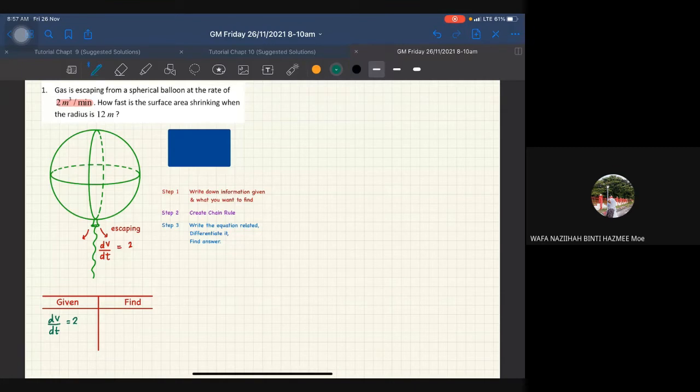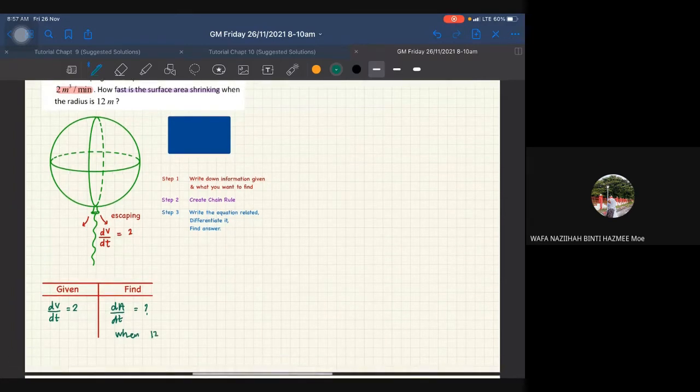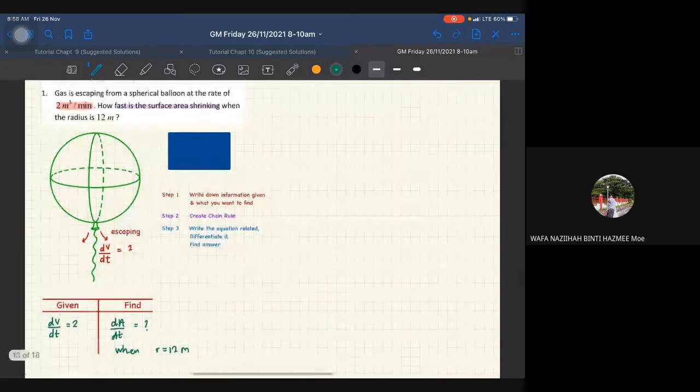Okay, so it asks us to find dA over dt when the radius is 12 meter. Radius is 12 meter. Okay, so that is step number 1. Settle step number 1. The next step is you need to create a chain rule. So for the chain rule, we start with dA over dt. We will have dA over something times something over dt.